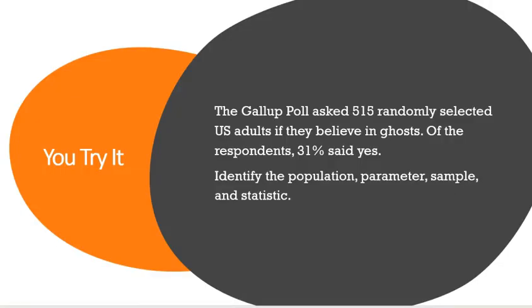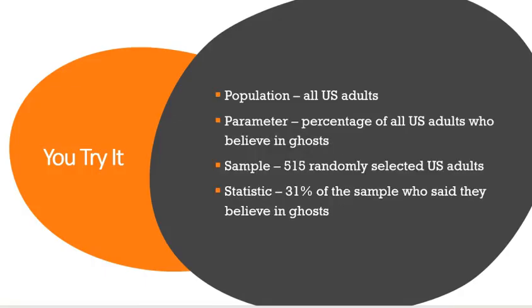All right, so you try this example. So they asked 515 US adults. That is not everybody. That's not all the adults that live in the United States. So the sample is the 515, which means the population would be all US adults. Okay. 31% said they believe in ghosts. That number came from a sample, so that is a statistic.